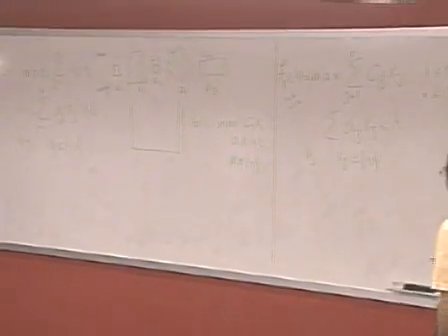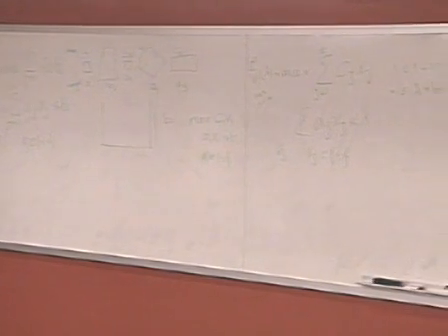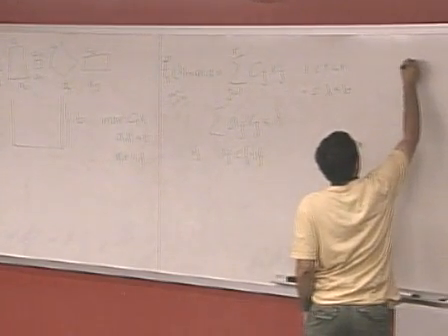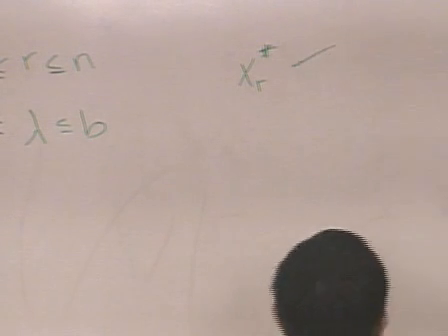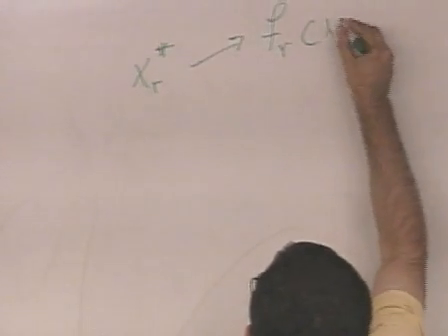Now, let's see how we want to do it. Assume that x star r is the optimal solution for the problem fr lambda, for all lambdas. Lambda is not really important in our case. So this is the solution for fr lambda.